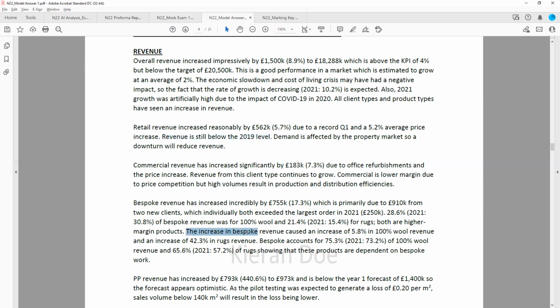And then, as I said, we could say the increase in Bespoke revenue caused the increase of 5.8% in 100% wool products and the increase of 42.3% in rugs revenue. So therefore, we've actually got the movement by a few of the product types here because we've tied it in with our Bespoke revenue analysis. And then we're saying here that Bespoke accounts for this percentage of wool and this percentage of rugs, showing that these products are dependent on Bespoke work. So if there's a downturn in Bespoke work, it would cause a downturn in those two product groups. And of course, the opposite is true, as we've seen this year, an upturn in Bespoke work is an upturn in those two product groups.